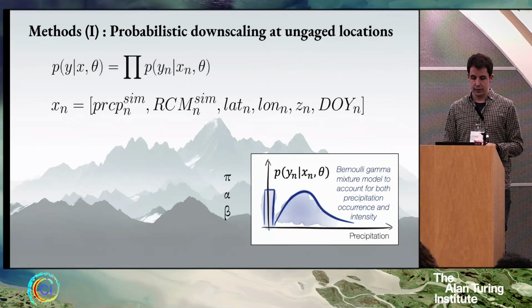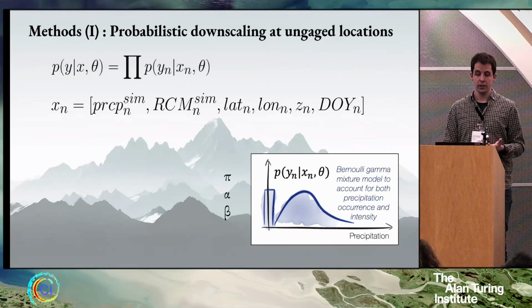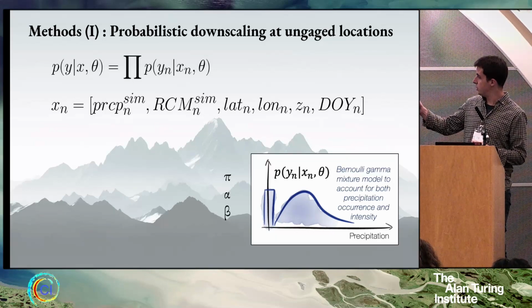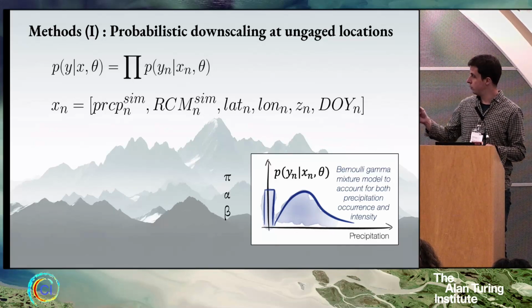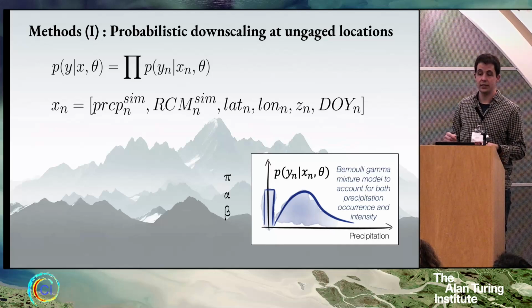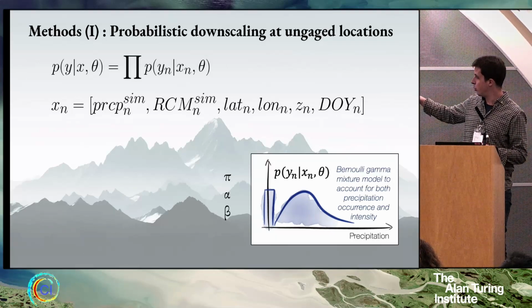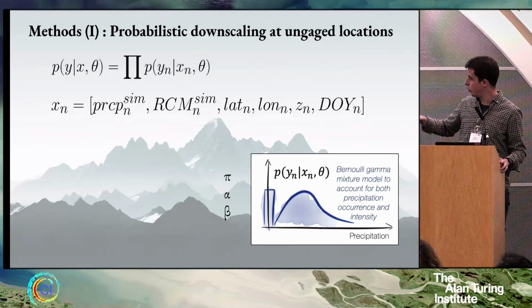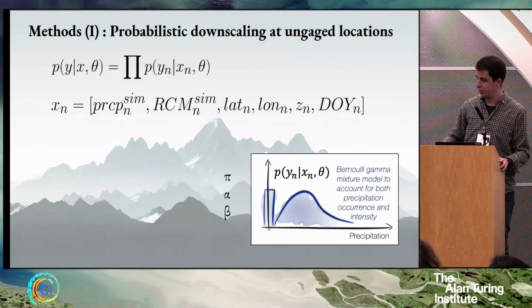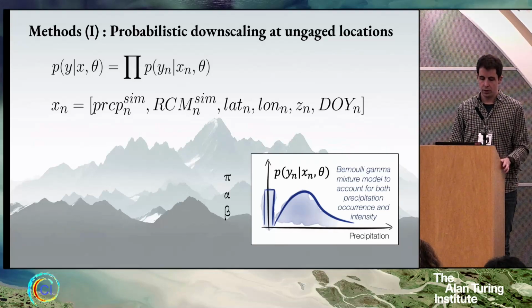So we're interested in this P of y_n given x_n, and we're going to model this using a mixture model, a Bernoulli-gamma mixture model that accounts for both precipitation occurrence, putting some probability mass at precipitation 0, and also the intensity, with the gamma component that models different precipitation intensities. These are parameterized by parameters pi, alpha, and beta.